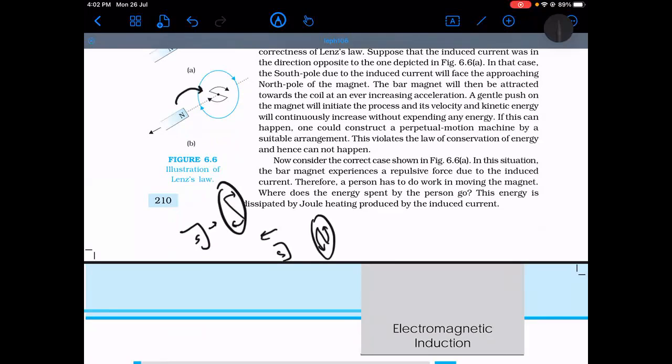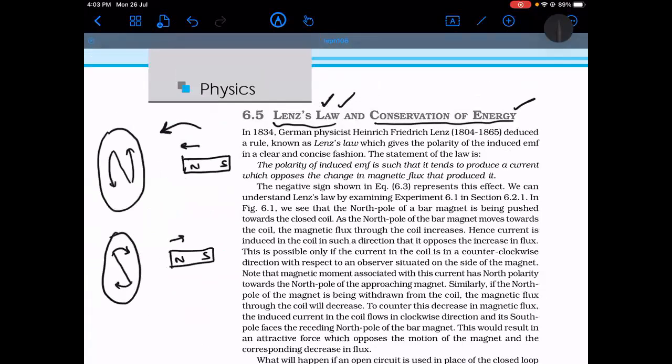Clear, guys? Yes, sir. So this is the significance of Lenz's law. Are you able to understand? This is the reason why Faraday's law has a minus sign, because everything is happening in the opposite direction. Okay, I'll show you that in tomorrow's class. If it is clear till this point, we can wind up. If there is any doubt, you can ask me.